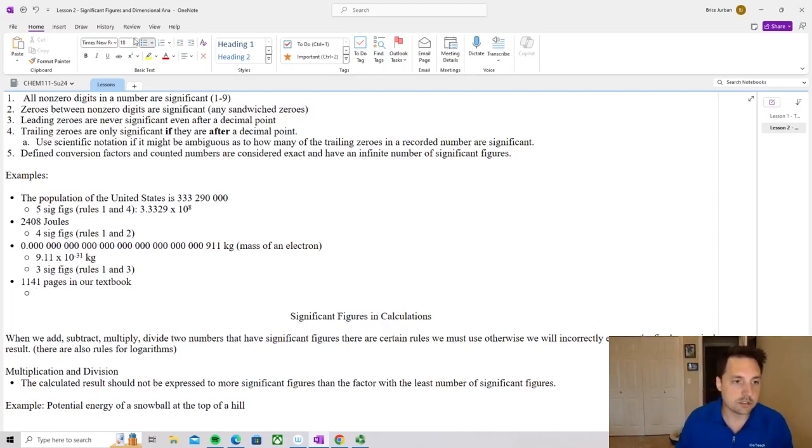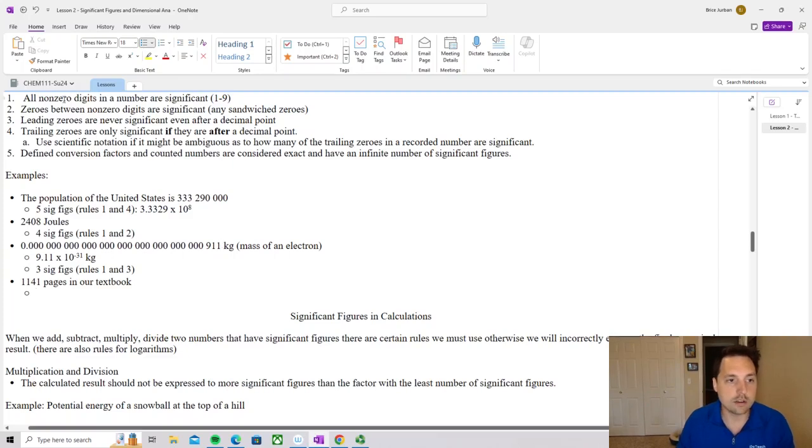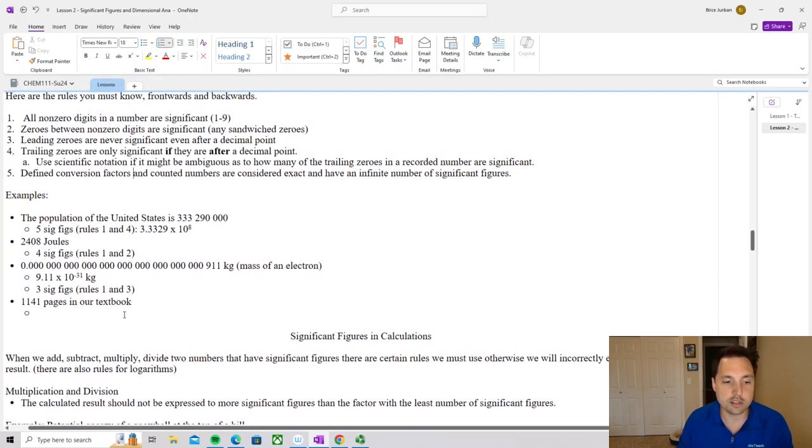Now in this case, there's 4 non-zero digits, so you might think that there's 4 sig figs, but in this case, this is a counted number. I just looked at the number of pages in this book, and that's how many there are. So this would be an exact number. So that's just rule 5.